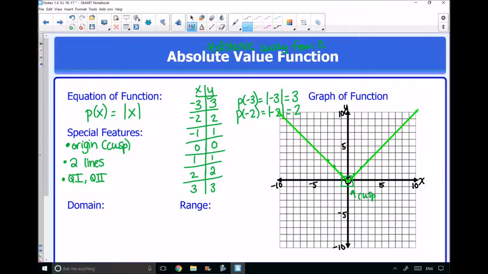Now, for the domain, any x value that I put in here will work. I can take the absolute value of any real number and I'll always get a corresponding y value. So my domain is just x as an element of the real numbers. But the range is going to be everything above this line. So we know that y is an element of the real numbers, but remember when I take the absolute value of any number, the answer is either going to be positive or 0. So 0 is the lowest value it could possibly be. That's the smallest output I could get. So y has to be greater than or equal to 0.